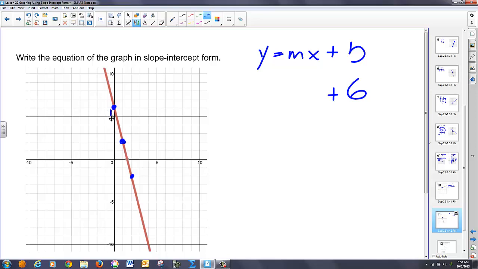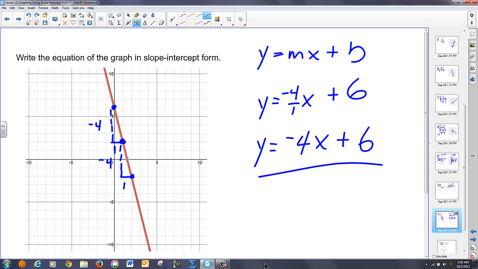If I move down 1, 2, 3, 4, and over 1, I get to that point. If this is the slope, then I should be able to go down 1, 2, 3, 4, and over 1 and get to that next point. And I was able to, so the slope is the same everywhere on the line. And in this case, it's down 4 over 1. And if I wanted to rewrite that, I could just say that's negative 4x plus 6. And there's the slope of the line. And the equation written in slope-intercept form.